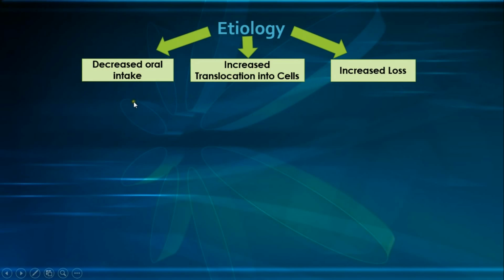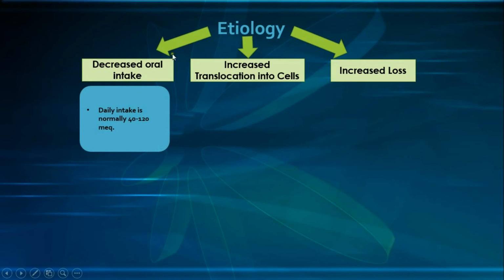So decreased oral intake is basically taking less than 40 milliequivalents daily. The normal daily intake is anywhere between 40 to 120 milliequivalents daily, and that's approximately equal to 1.6 to 4.8 grams daily. But it's actually quite uncommon to have an isolated decreased oral intake to cause hypokalemia, but it's usually superimposed on another cause, such as a diuretic therapy.